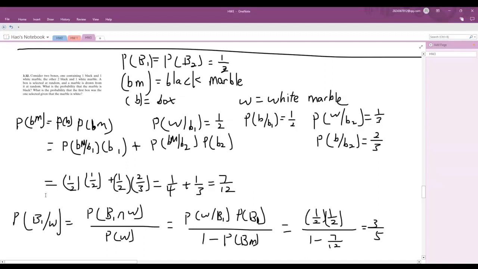What I saw is this one, the probability of box 1 and it's white over probability of white, and then come over here, sets up probability of white in box 1 and probability of box 1, and then we don't know the probability of white, so 1 minus the probability of black marbles, which is here, and then plug in to get 3/5.